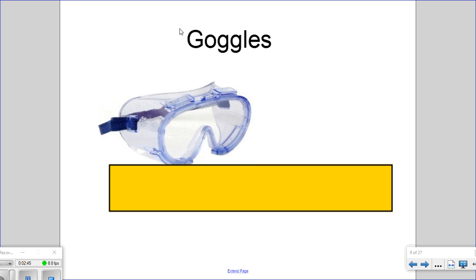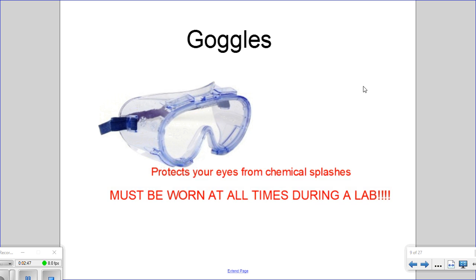When doing any experiment, you should wear goggles. Goggles will protect your eyes from chemical splashes and must be worn at all times during a lab.